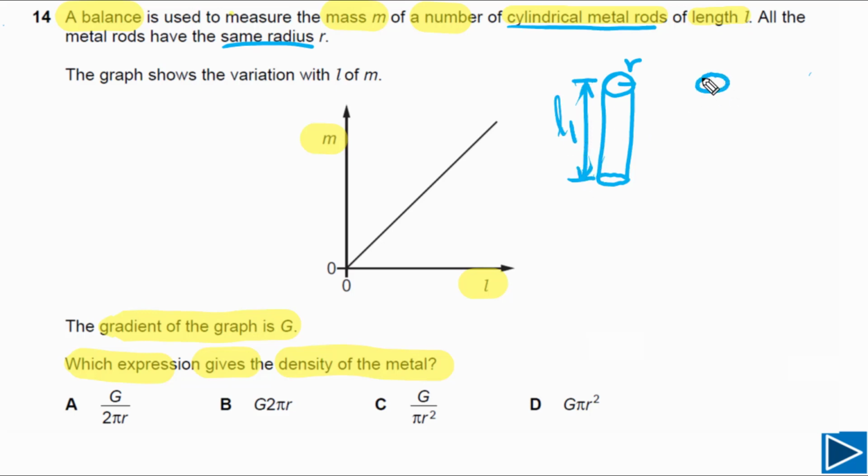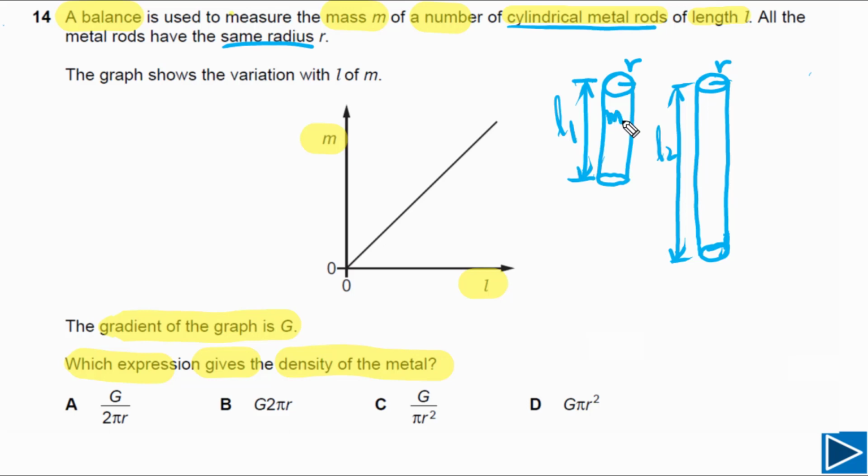Let me sketch another rod so then we can compare these two rods. Let's say this is our second rod, and this second rod also has the same radius. Its radius is equal to small r. Let's say the length of this second rod is equal to L2. Now, these two rods are made of the same material, they have the same shape, and the only difference is that one is longer and the other one is shorter.